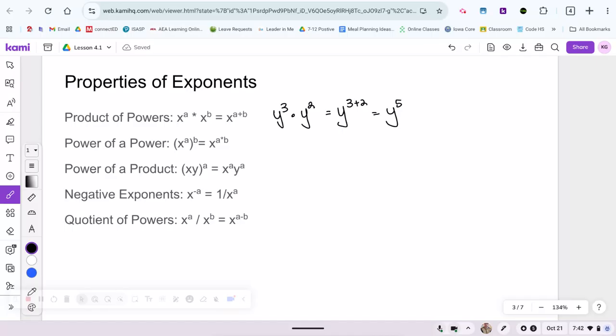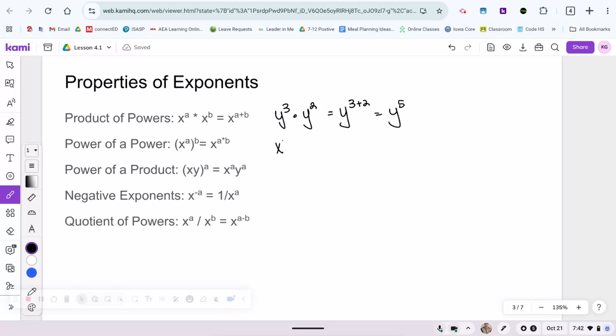The next one is the power of a power. So there's two powers here. There's x to the a and that being to the b. And when you have a power and a power, you multiply them. So let's say I had x squared 3 times, which is literally saying x squared times x squared times x squared. And so in this case, we would multiply them to be x to the 6th.